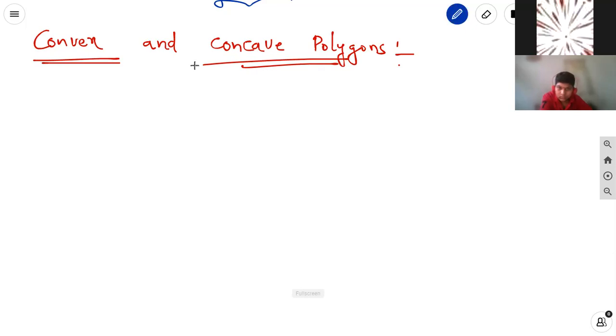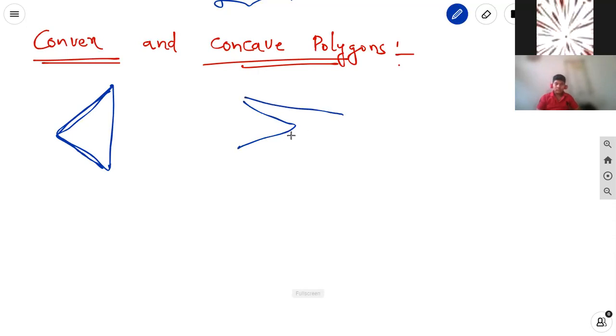Convex means that is outside bulging. For example, this is the convex figure. This is the convex. The outside is there. Concave means inside. This is the inside, the concave. It is the convex. The vertices will come outside is the convex. The vertices is inside.